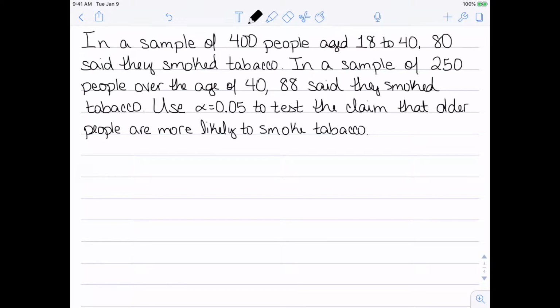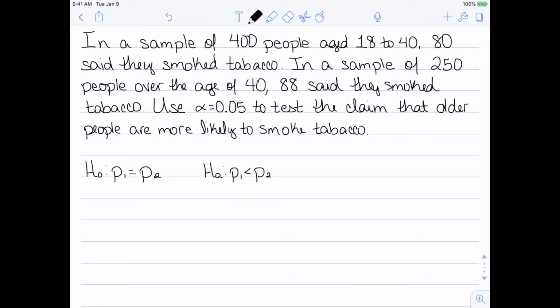For my next example, in a sample of 400 people aged 18 to 40, 80 of them said that they smoked tobacco. In a sample of 250 people over the age of 40, 88 of them said they smoked tobacco. So we want to use alpha equal to 0.05 to test the claim that the older people are more likely to smoke tobacco. So let's start with our hypotheses. When we're dealing with two samples, we know our null hypothesis has to be p1 equal to p2. For the alternative, I'm claiming that the older people are more likely to smoke tobacco, so the second percentage should be higher, so p1 is smaller than p2.